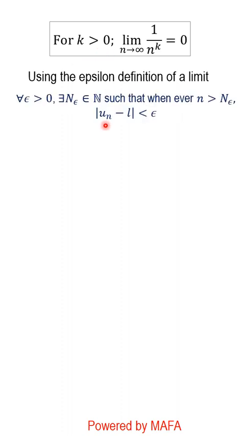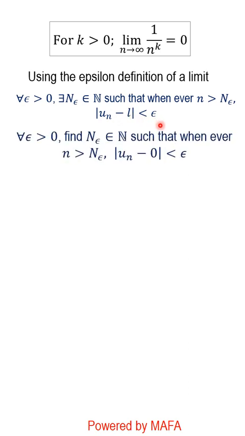So this definition says that if the limit of a sequence is L, then for every epsilon that is greater than 0 there exists an n epsilon, which is a natural number, such that whenever n is greater than n epsilon, the absolute value of the sequence minus L should be less than epsilon.